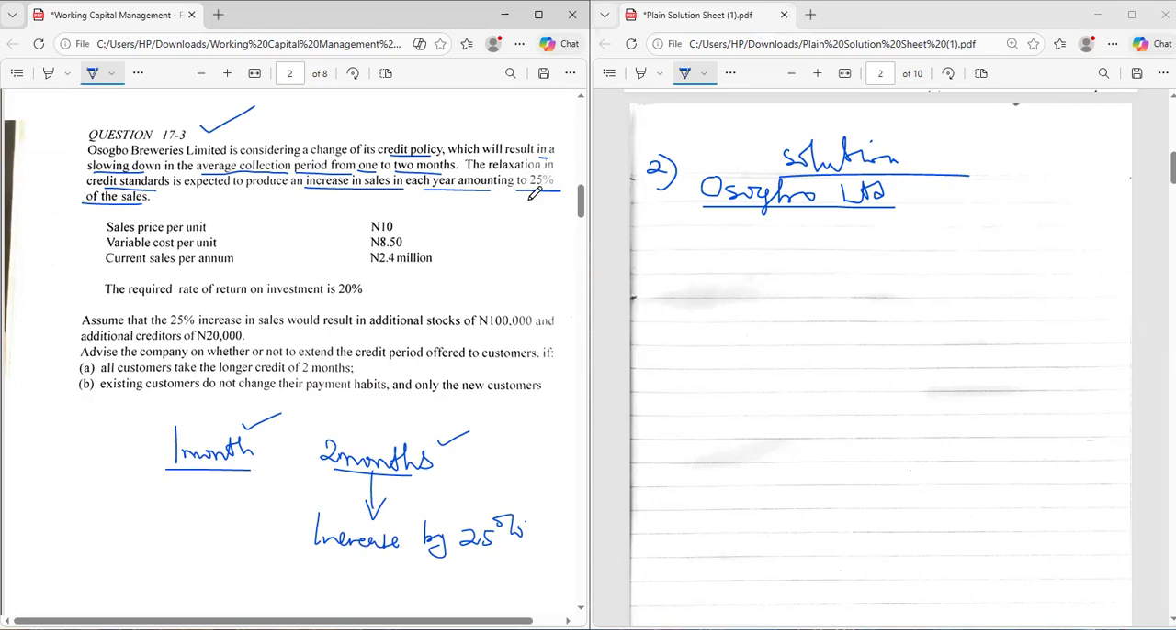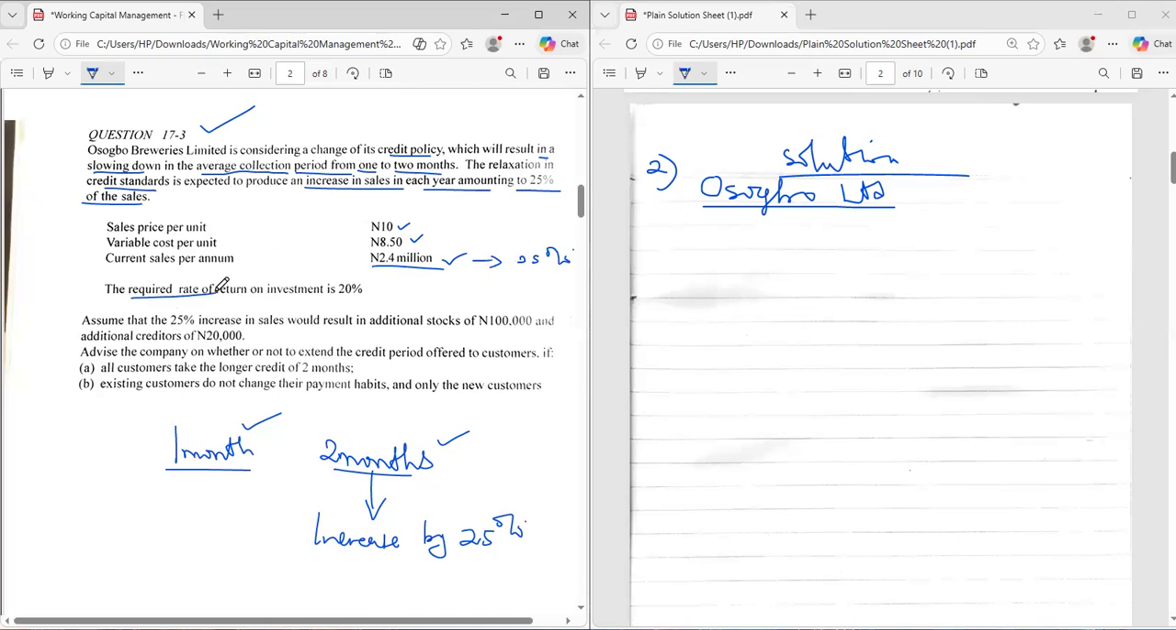25%. That makes sense. They give us the selling price per unit, 10 naira, the variable cost per unit, 8.5 naira, and the current sales per annum, 2.4 million. So it is this 2.4 million that will jack up by how many percent? 25%. That's our current sales per annum, which is our revenue. Are we together now? All right.